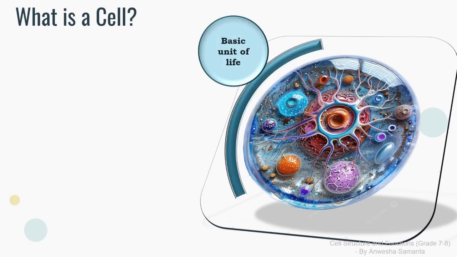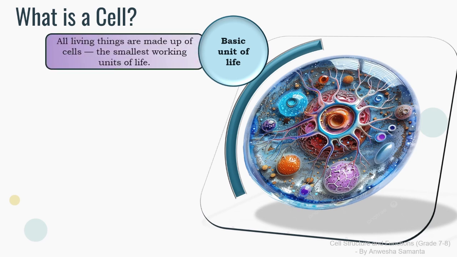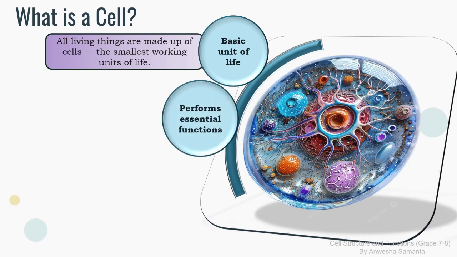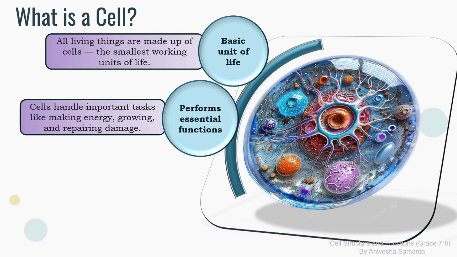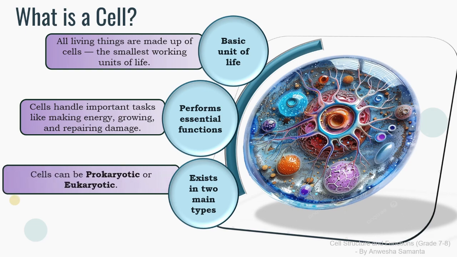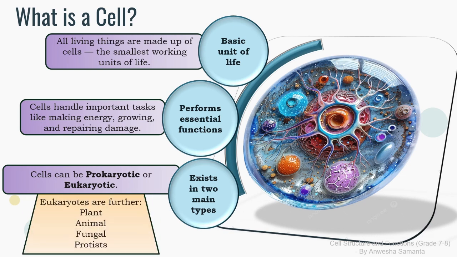So, a cell is the basic unit of life. All living things are made of cells. Cells perform vital functions like producing energy, growing, and repairing damage. There are two main types of cells, prokaryotic and eukaryotic. Eukaryotic cells are further divided into plant, animal, fungal, and protist cells.